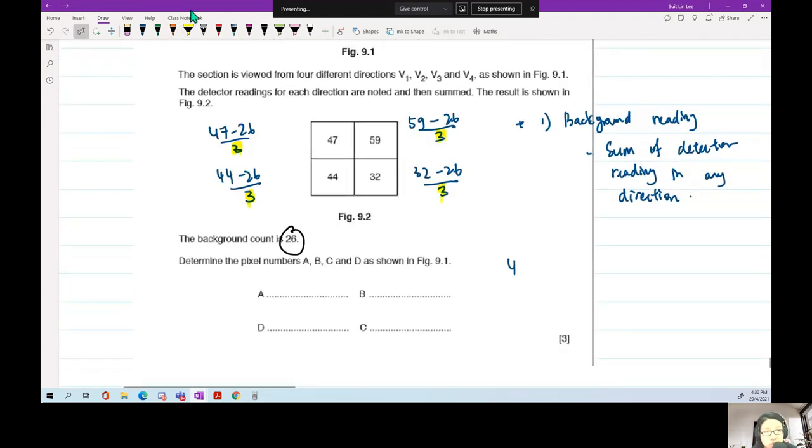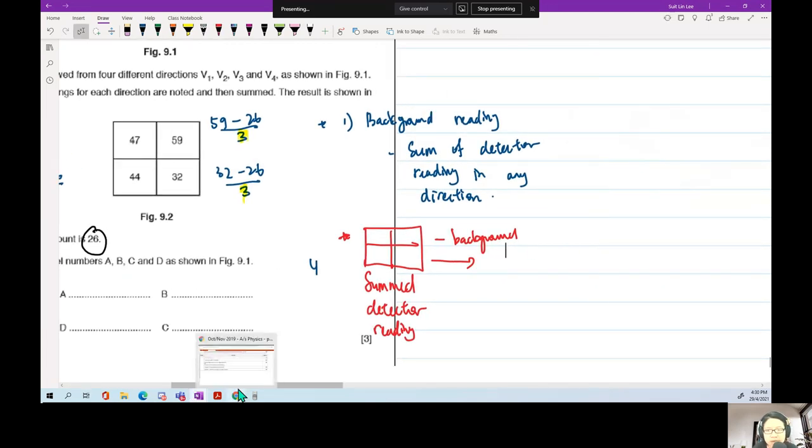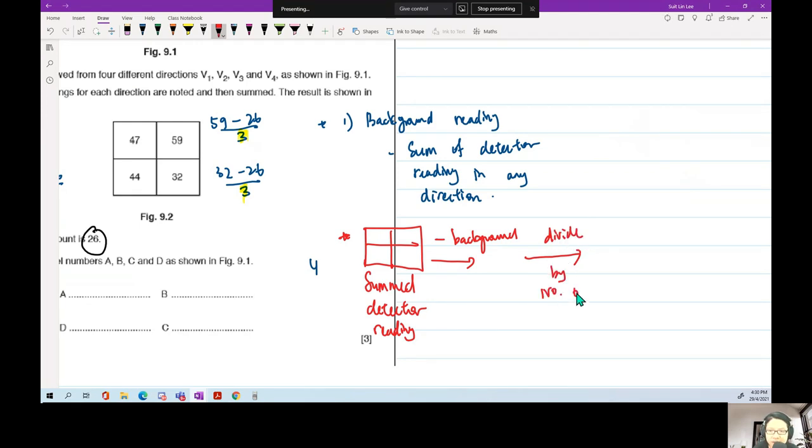So as you write down the answer, I write down what you need to do. The summed detector reading, we will minus background, and then we will divide by 3, or divide by the number of rotations. Minus background, then divide by number of rotations. So this will be minus 26, and this will be divide by 3.